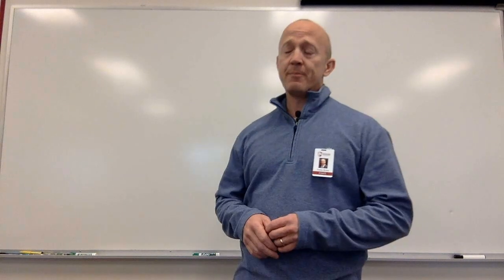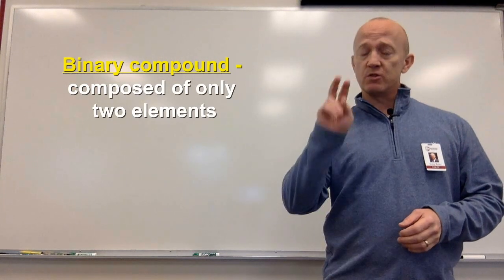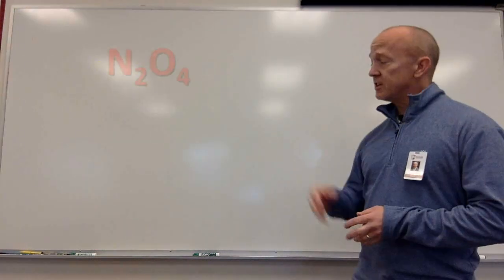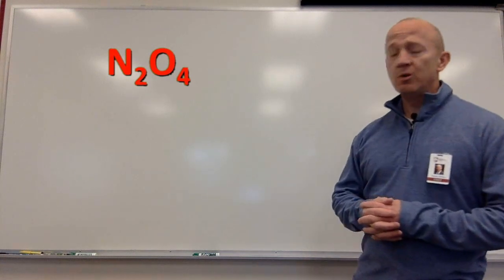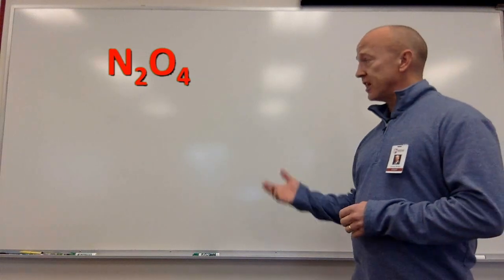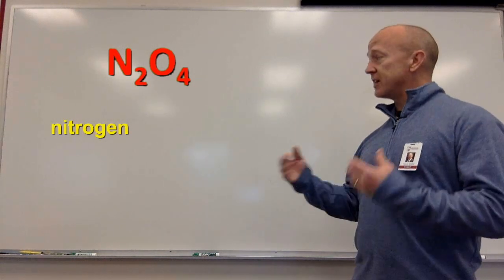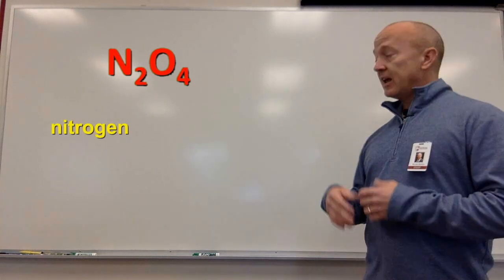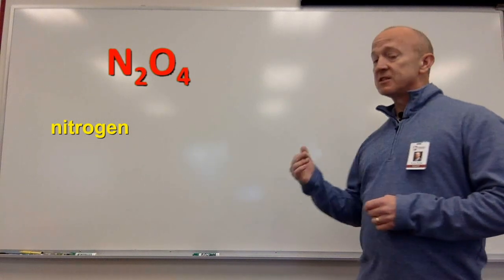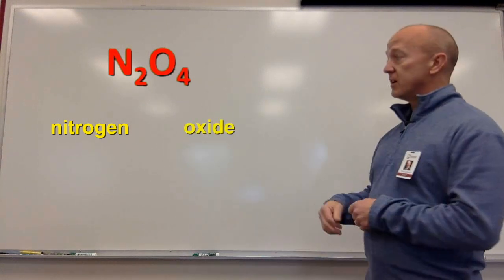Naming binary molecular compounds is a lot like what we did in Chapter 7 when we named some ionic compounds, with just a little bit of a twist. Remember, when we're talking about a binary compound, we mean that there are only two types of elements involved. Let's use this compound as an example, N2O4. How would we name this compound? Just as we did with ionic compounds, the first element in the formula is named first. So therefore, we have nitrogen. We use the entire element name and we don't change the ending of it. And like we did with ionic compounds, the second element is named using its root and then adding the suffix IDE. So this would be oxide.